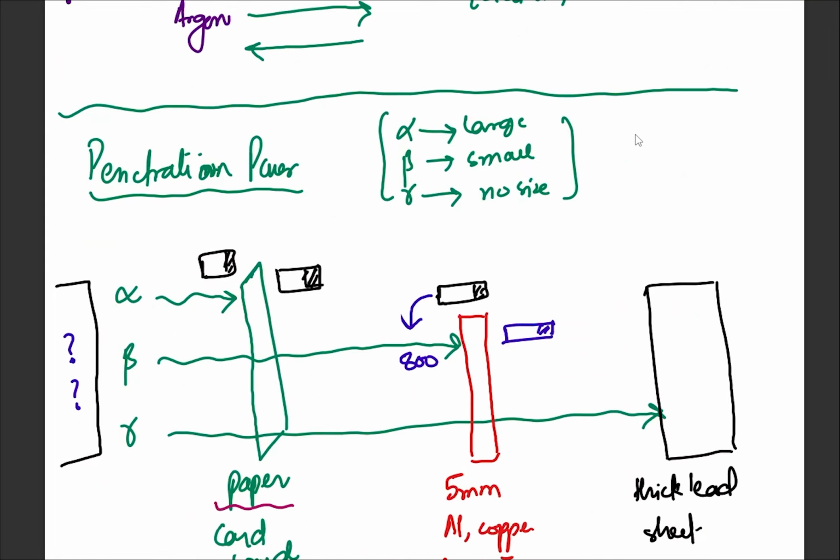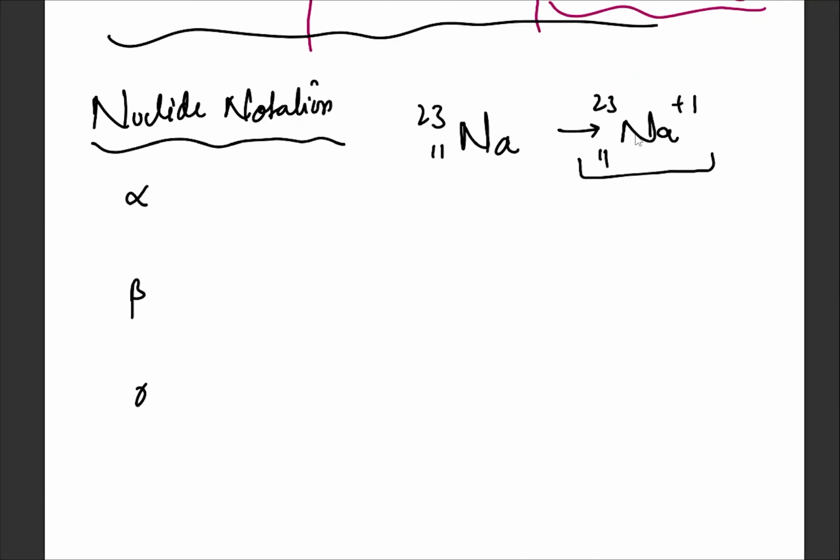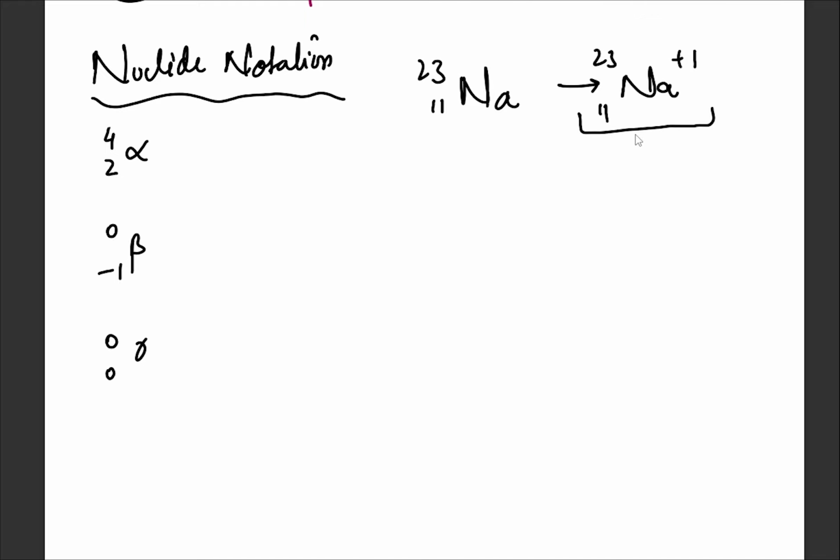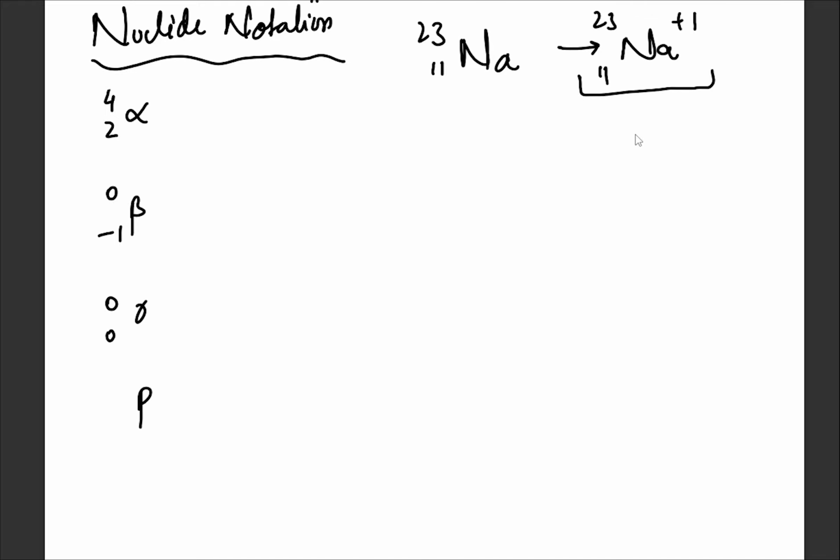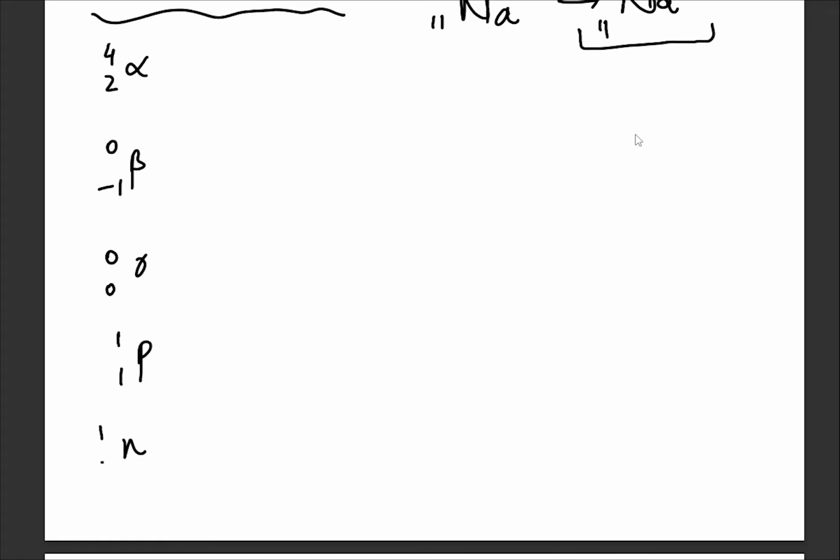But we're going to write down a few more. So alpha is represented as 4, 2, beta is represented as 0, -1, gamma is represented as 0, 0. Then we have a proton. Proton is represented as 1, 1. Neutron is represented as 1, 0.